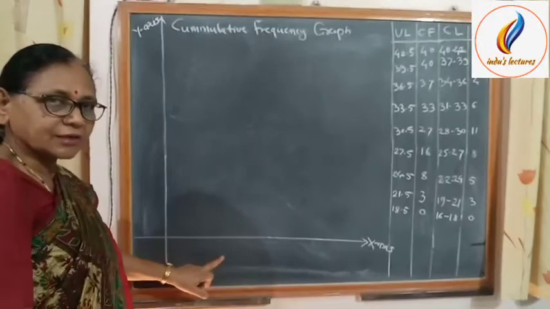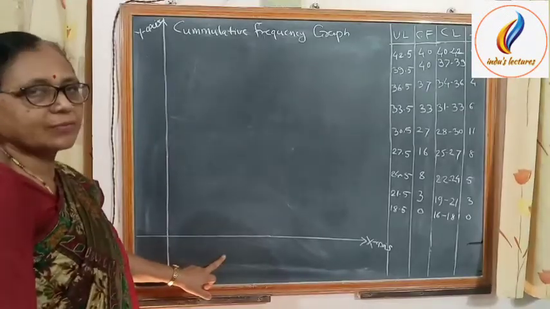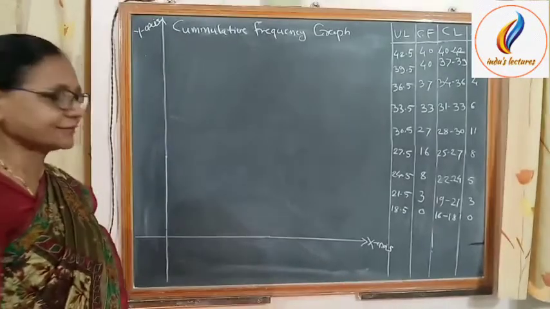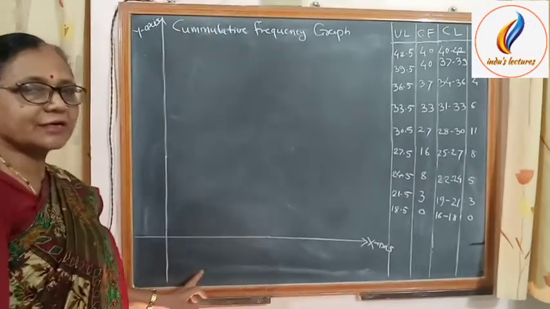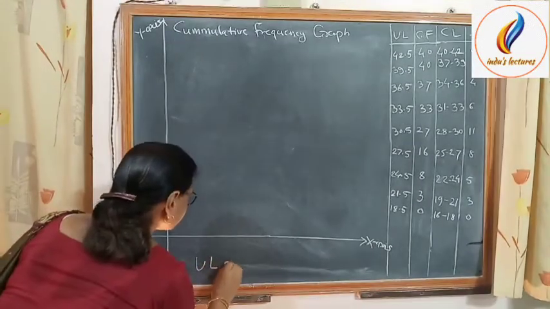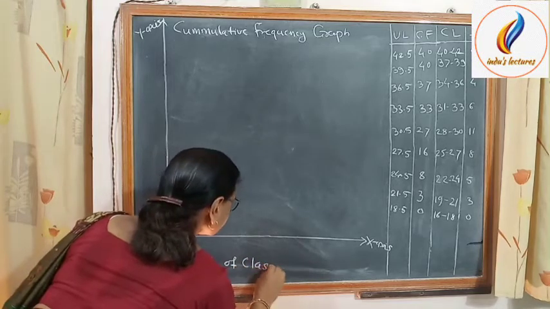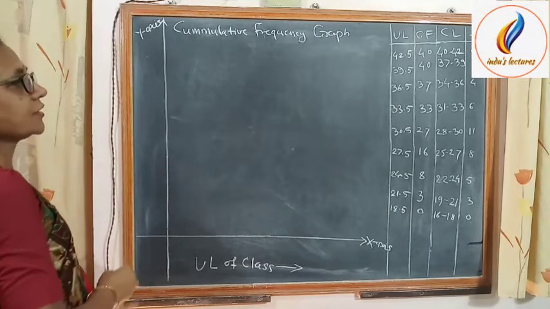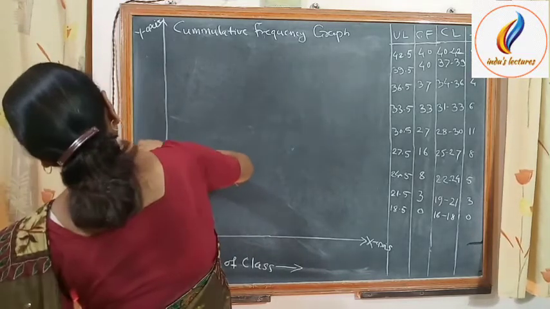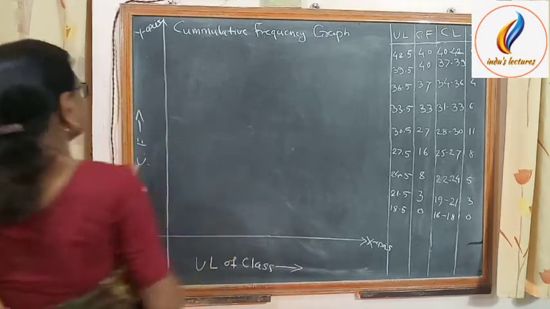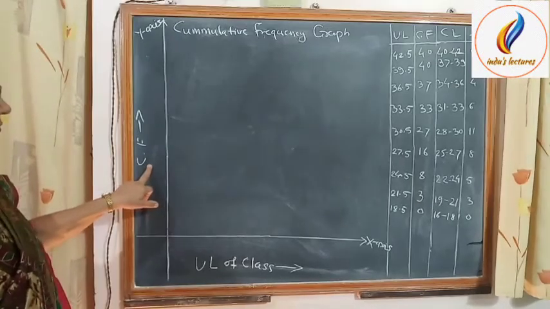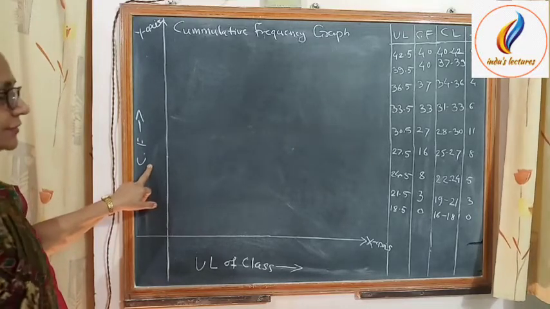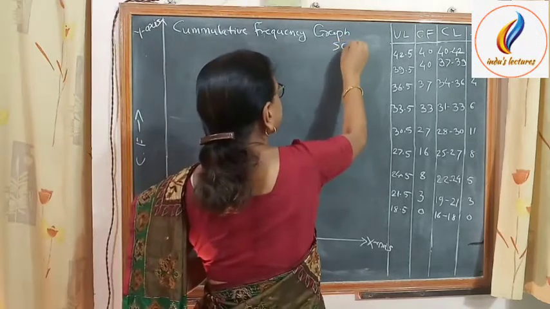We will take the upper limit of the class interval along the x-axis. That means mention the measurement unit along the axis. So along the x-axis we will take the upper limit of class interval, and along the y-axis we will take cumulative frequencies. CF is used for cumulative frequencies. Now we will decide the scale along the x-axis and y-axis.